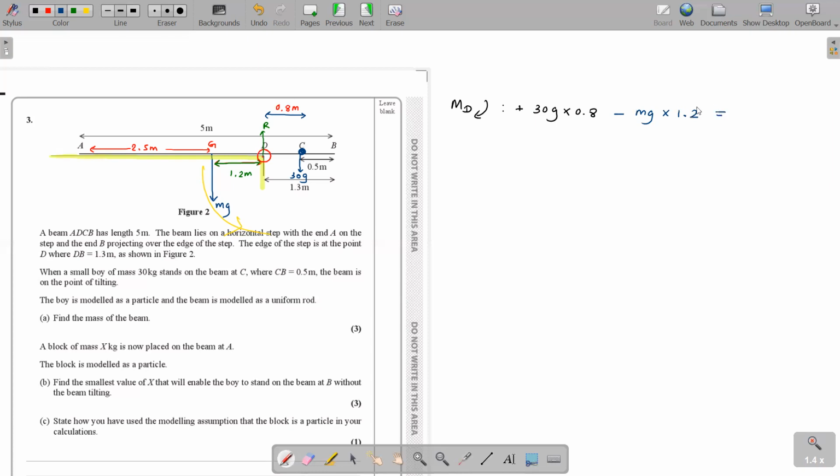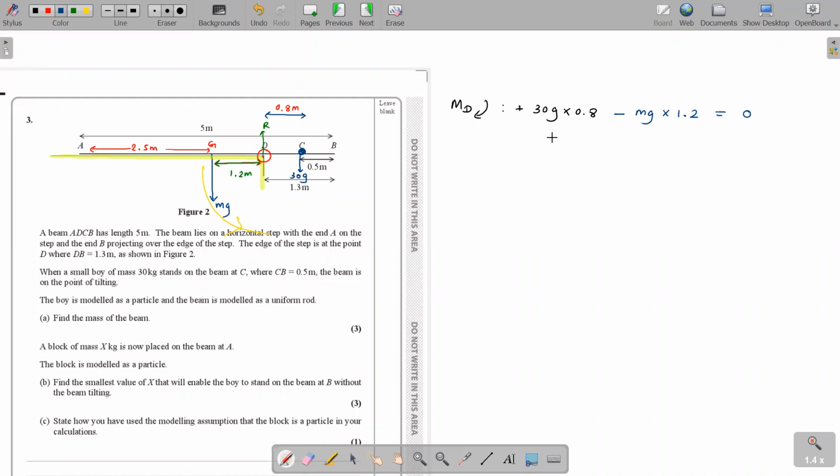So then this is when they say it's on the point of tilting. It's on the point of tilting means the object is what? Still in equilibrium. Okay, it's still in equilibrium. So you make your sum of moments equal to 0. Then get the value of m. Find the value of m. Solve this equation.